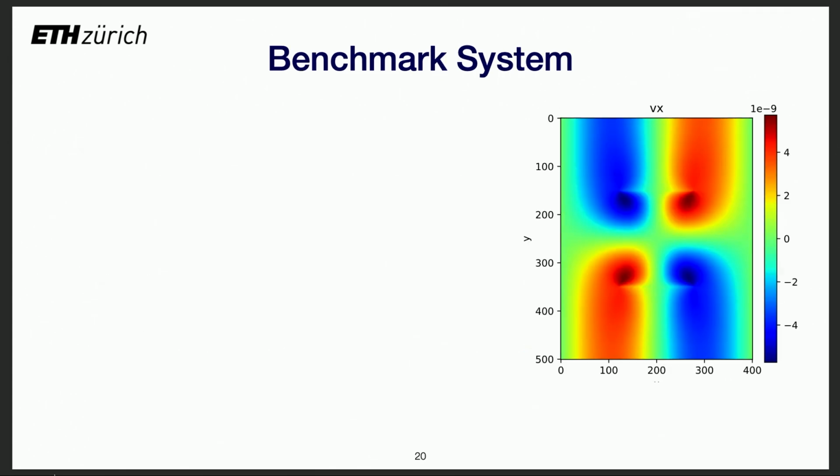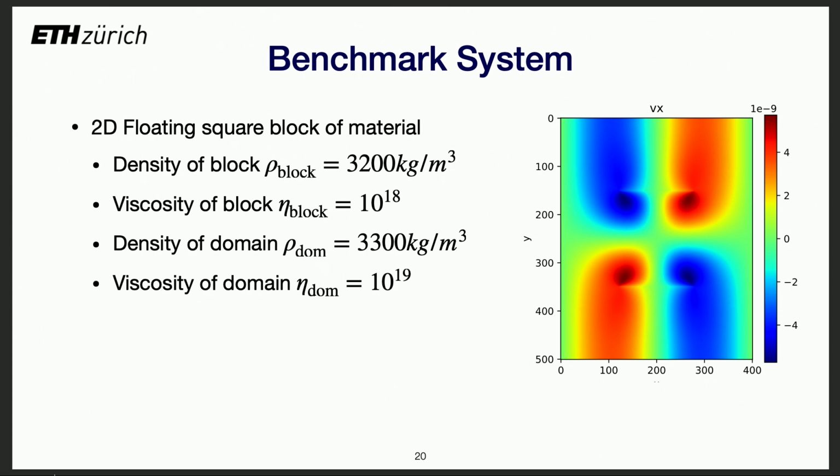So finally, I want to conclude with a little benchmark. This is a 2D floating square block of material with a density contrast, essentially. The idea is that we have a rectangular domain. We plug in this very sharp square block of lower viscosity and lower density material, and it starts to float in our domain. And this is, for example, the type of velocity field you get. You can see that it has these very sharp corners and high intensity regions next to the corners of the square in the middle. You can make out the shape of the square.